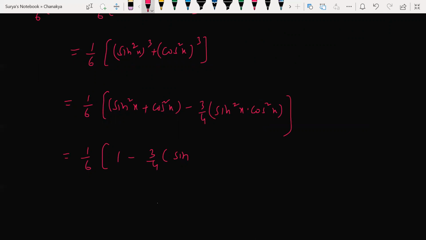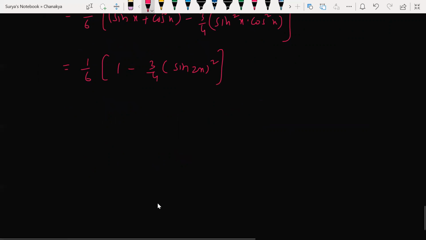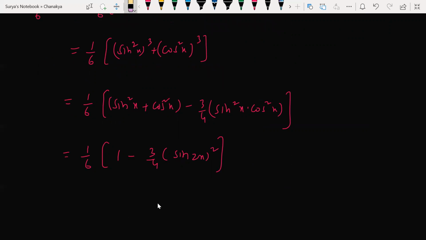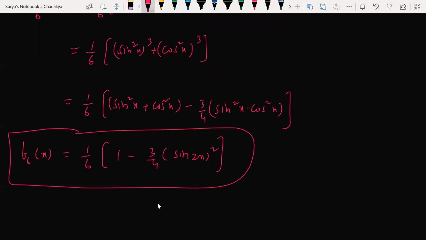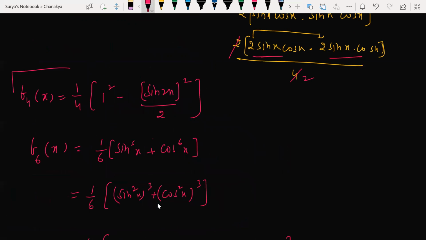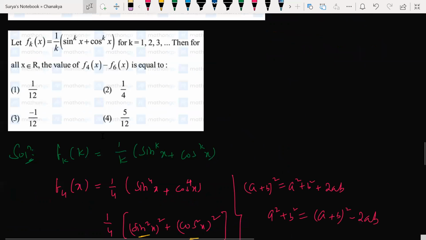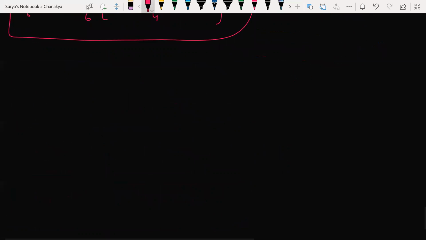All right, so sin 2x, if I multiply and divide by 2, what are you going to get here? Sin 2x whole square, right? If I multiply and divide, so 3 by 4, what are you going to get now? 1 by 6 times of, yes, this is what I got. This is f6 of x. This is f4 of x.